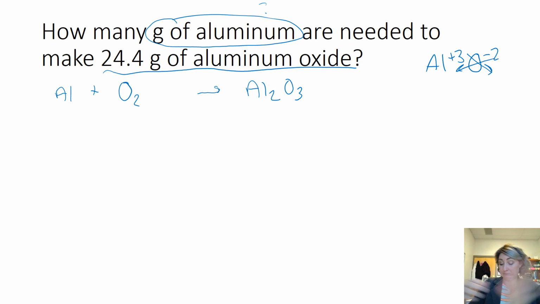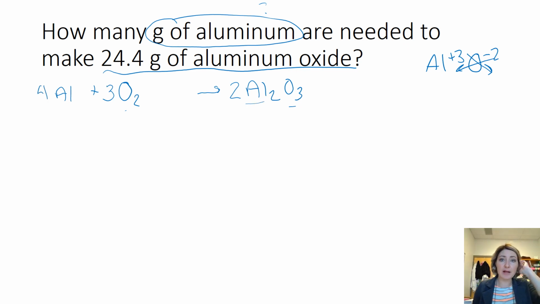I don't have the same number of atoms of each element on each side. So I'm gonna go ahead and balance. Aluminum, we're going to hold off on. Oxygen has 2 on the reactant side, 3 on the product, so I know that 6 is what they have in common. So now we have 6 and 6, and now on the product side I have 4 aluminum, so I'm just going to multiply this by 4.